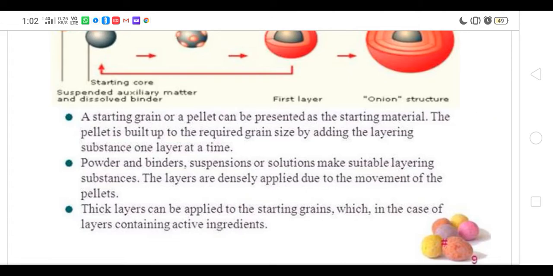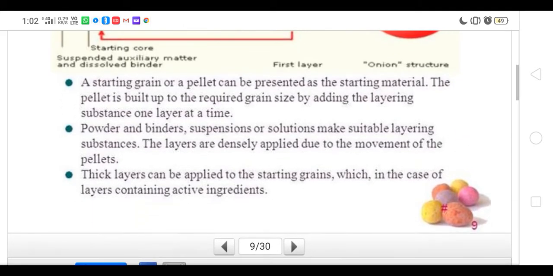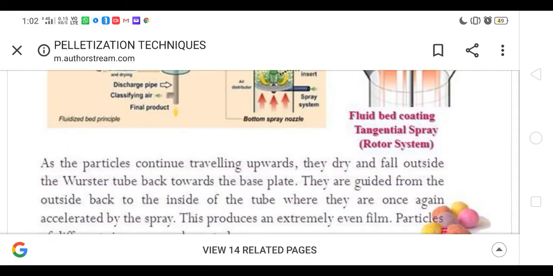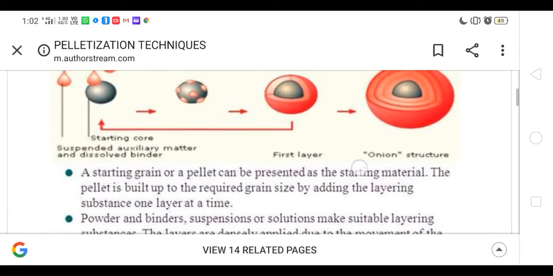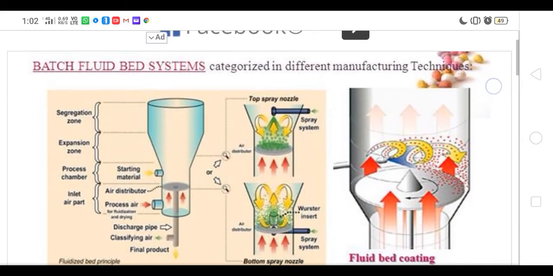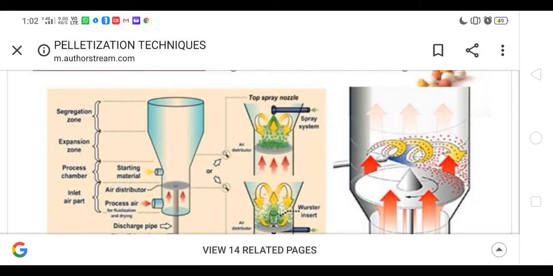So here the powder and binder suspension or solution make suitable layering, and thick layers are applied on the starting grains, which contain active ingredients, right? So this is your first system, and here the fluidized bed system is also used, in which similarly the material is fluidized. Spraying is from the bottom, and sometimes spraying is tangential. This is a tangential spraying system, which sprays from the top side.